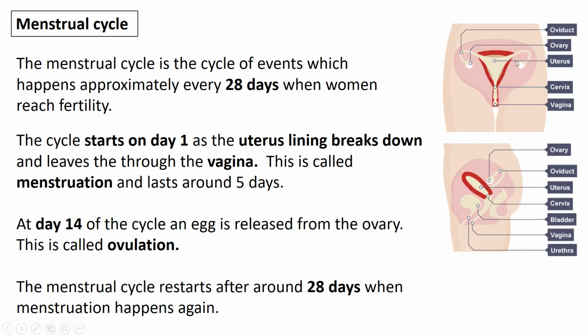Menstruation, when the uterus lining starts to break down, often lasts around 5 days. During the menstrual cycle, if it starts on day 1 when the uterus lining breaks down, after about 5 days, the uterus lining will start to build up again. And at day 14, one of the eggs is released from the ovary, and that is called ovulation. And then if that egg is not fertilized, the menstrual cycle will restart again after around 28 days when you get the menstruation happening and the uterus lining breaks down again because there isn't a fetus in there to develop.